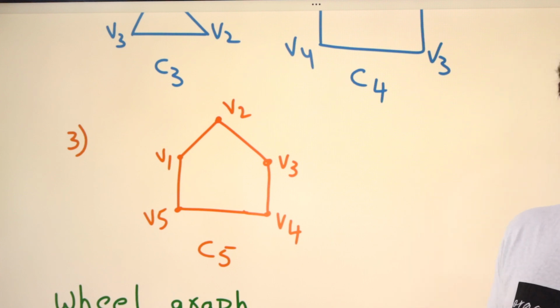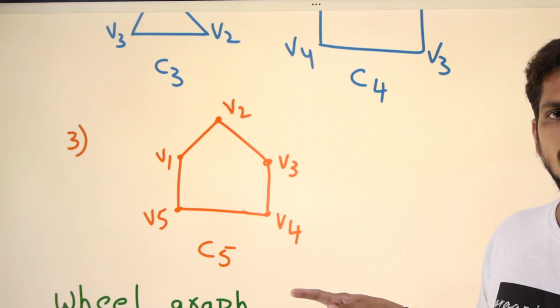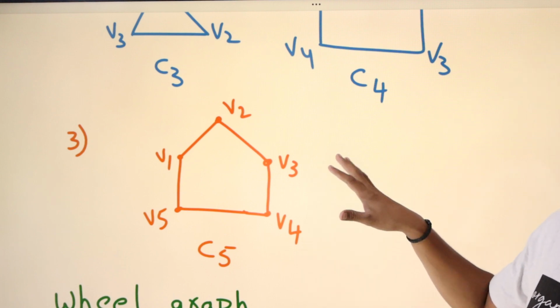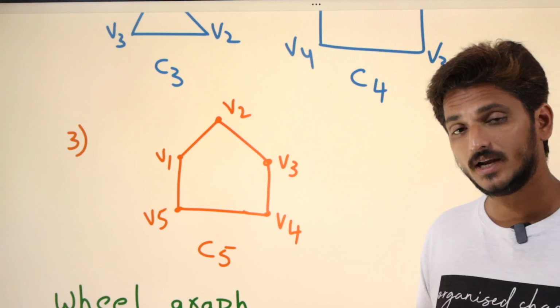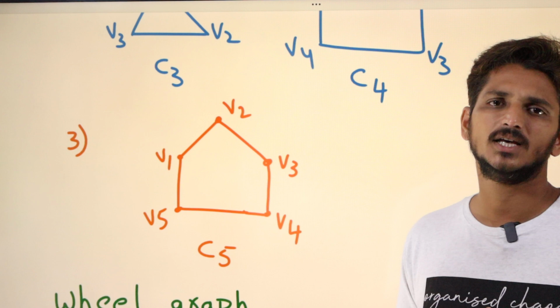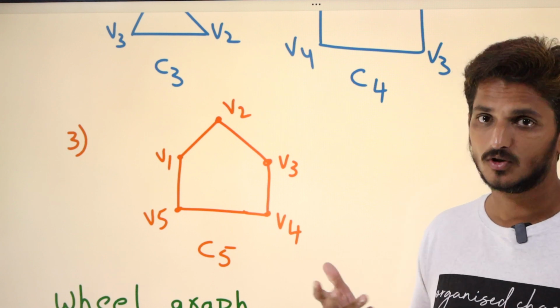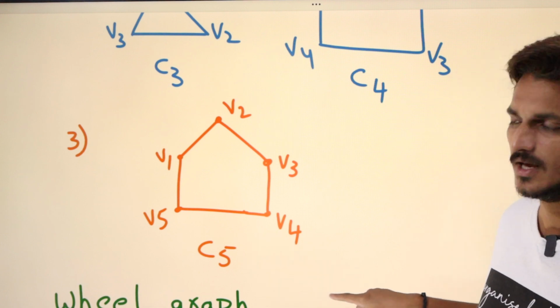Similarly, C6 means 6 vertices. C7 means 7 vertices. So in the exams also, they are going to give you a graph, and a graph C5 is there. What does that mean? C5 means a cyclic graph of 5 vertices. Exams also follow the same terminology.